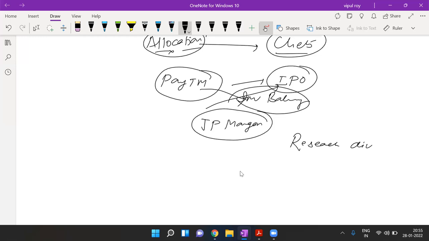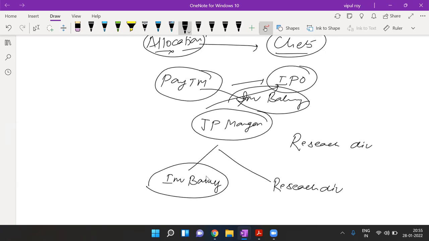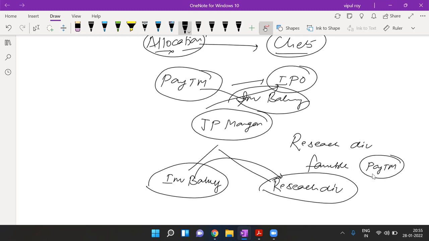Now JP Morgan has two divisions. One is your investment banking division and the second one is their research division. What happens? All these sales guys of the investment banking team might try and pressurize the research team to issue a favorable report on Paytm so that a perception can be created in the minds of investors that this IPO is good and we should subscribe to it, right? In this case, the research team will not be independent and their independence is getting compromised.